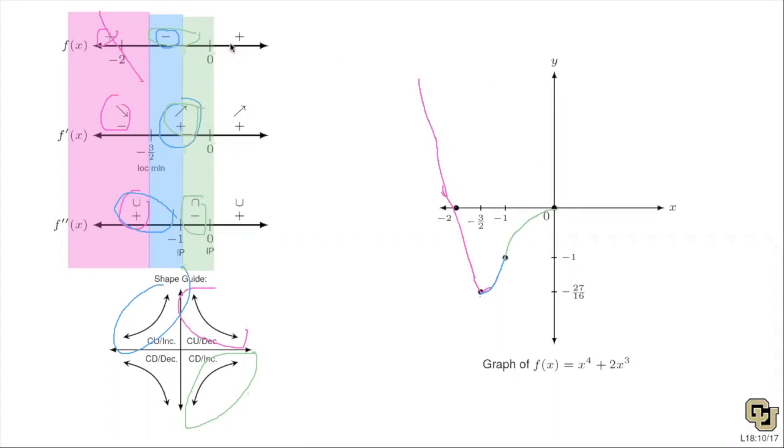Last final section here, from 0 onward. So look, it's positive, it's above the x-axis, it's increasing concave up. Increasing concave up looks like this. So here I'm going to go above the x-axis, increasing concave up.